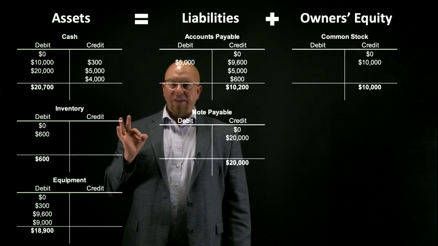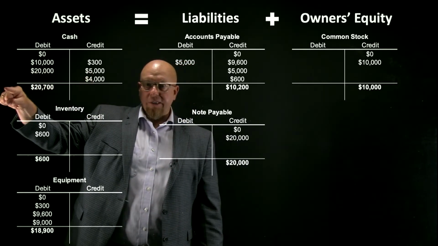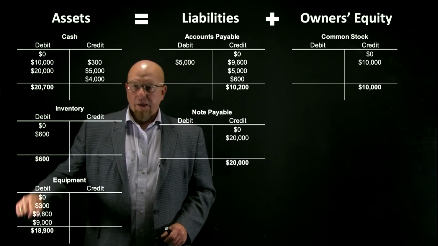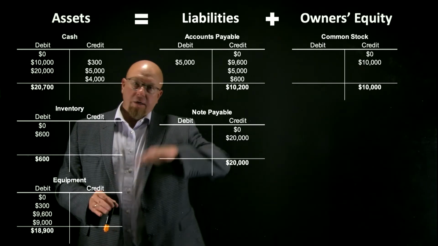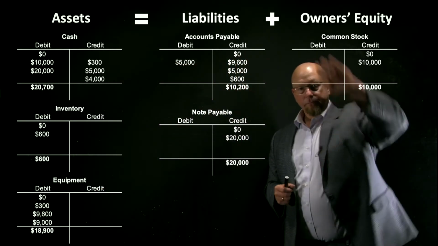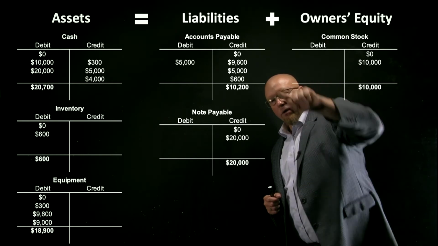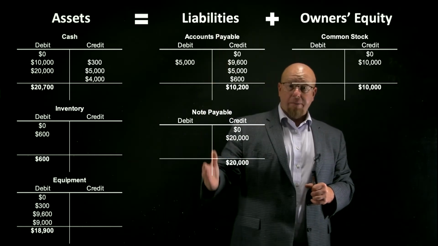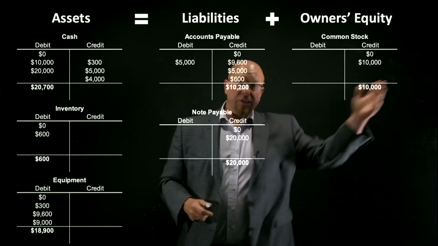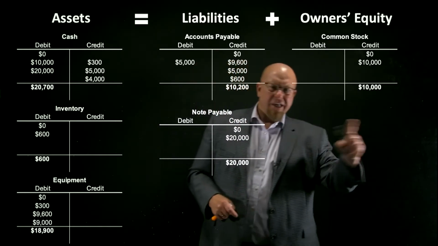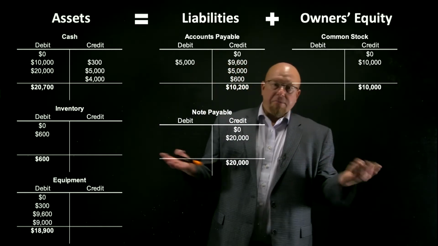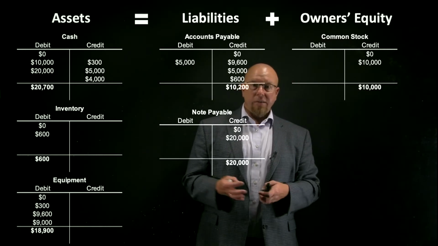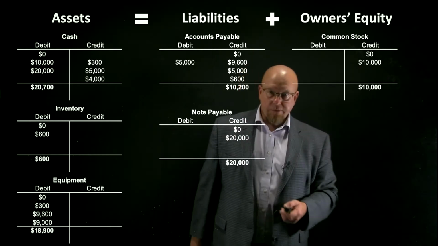Asset accounts normally have a debit balance. So seeing that this is $20,700, that's a positive $20,700, positive $600, positive $18,900. Go to the other side of the accounting equation. Credit balance is here, $10,200, $20,000, $10,000. Those are all positive balances for these two liability accounts, and for this single owner's equity account. I almost said two because eventually there's going to be a retained earnings account here. It just has no balance, so I did not include it because we haven't conducted any operations. There are no earnings to retain at this point.